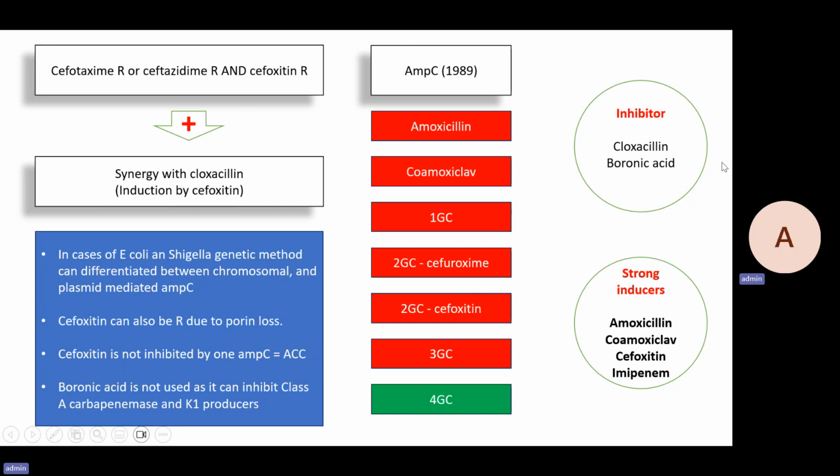Boronic acid is another inhibitor of AmpC, but we normally do not use it because it can inhibit class A carbapenemase and KPC producers as well. So you might get confused with that. That's why we mainly use cloxacillin. So there are points to remember. Is there any way of differentiating chromosomal and plasmid mediated AmpC? Genetic testing only. Normally we do not do it.